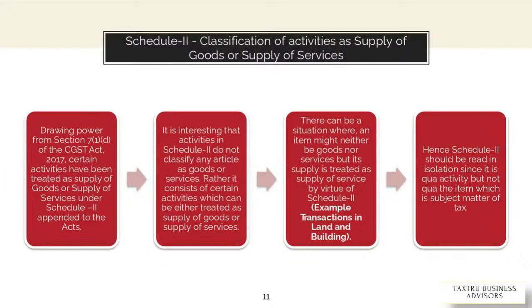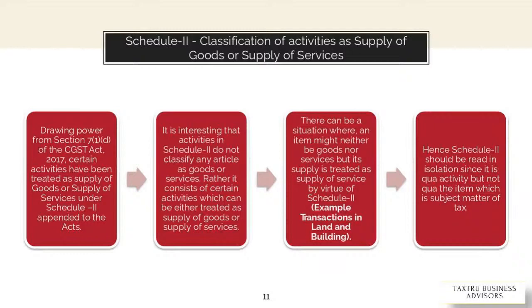Now Schedule 2, which speaks of classification of activities as supply of goods or supply of services. It segregates activities, as there are certain activities which might have created confusion. So the government has given a few of the activities by themselves, saying that this particular activity is supply of goods or supply of service. Now, where does this come from? There is section 7(1)(d) of the CGST Act which says that certain activities are treated as supply of goods or services under Schedule 2 appended to the Act.